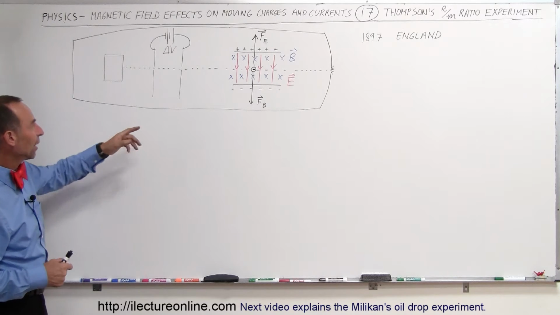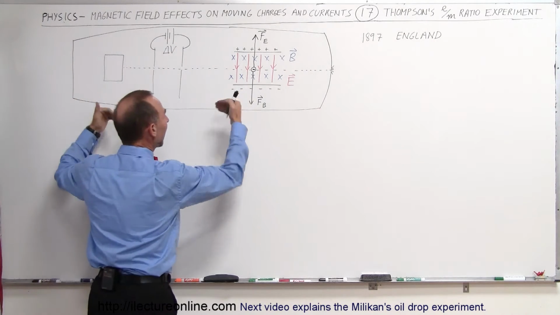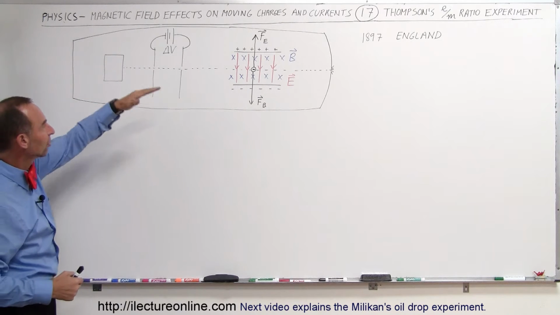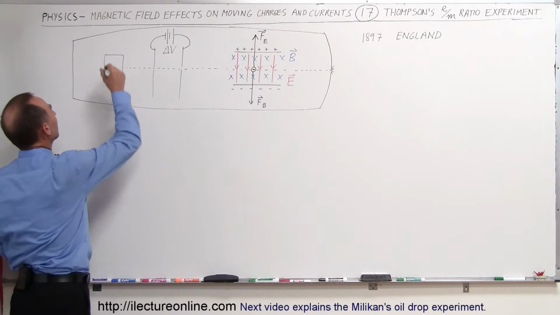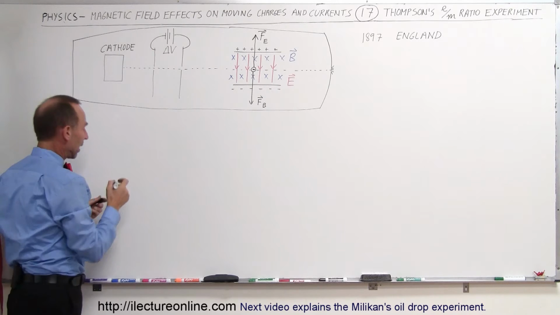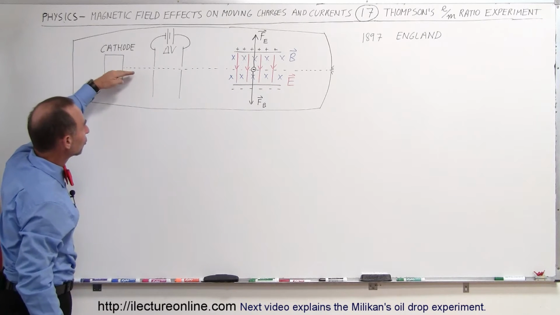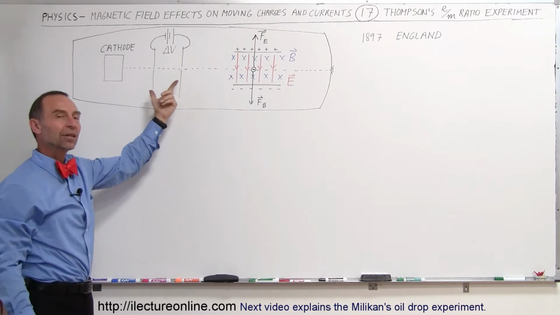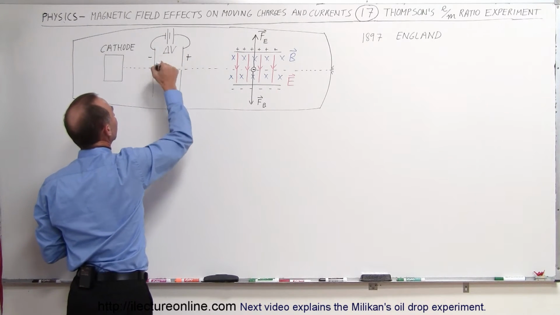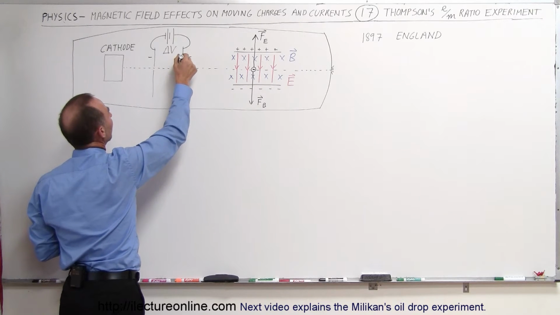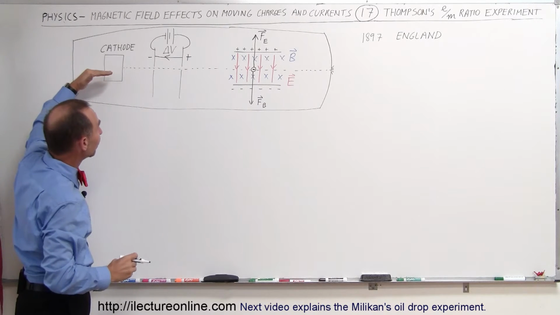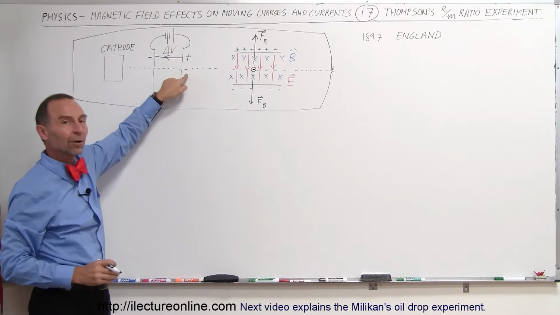This was done in this apparatus, which was encased in glass and highly evacuated, so there's almost no air inside this glass tube. Here we had a cathode, which ejected electrons in the direction to the right, and then they passed through a set of plates with a potential difference. This plate is positive and this plate negative, so there was an electric field from the positive to the negative. Electrons feel the effect of the electric field and are accelerated through it when they emerge on the other side.